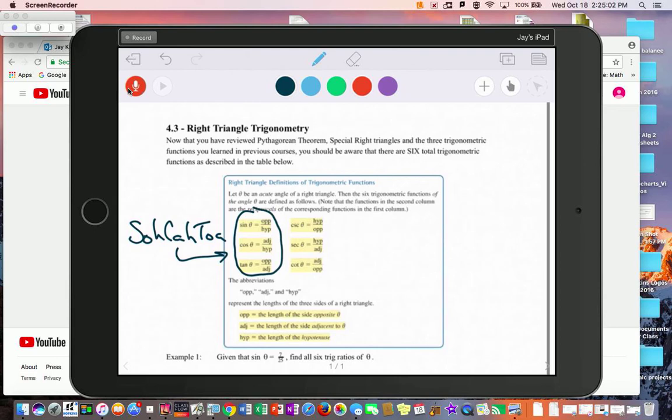And then the ones over here are cosecant, secant, and cotangent. And the idea here is that all you have to do is flip the original ratio, and notice that the C's don't go with the C's and S's don't go with the S's. So pay attention to those answers.